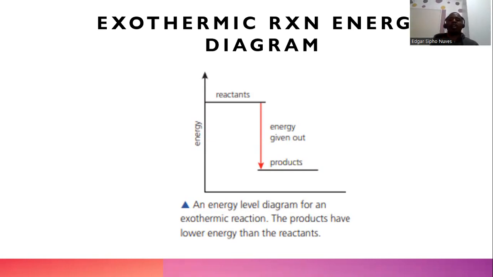Exothermic and endothermic reactions can be represented in what we call energy profile diagrams. This is an example of an energy profile diagram. It shows the amount of energy in the reactants and the amount of energy in the products. When you have an exothermic reaction, the energy of the reactants is higher than the energy of the products because energy is given out. So when you're asked if a diagram is exothermic or endothermic, you will know it's exothermic when the energy of the reactants is higher than the energy of the products.